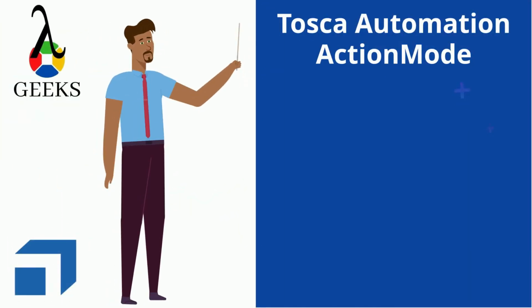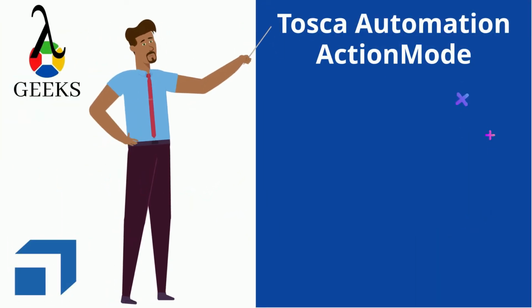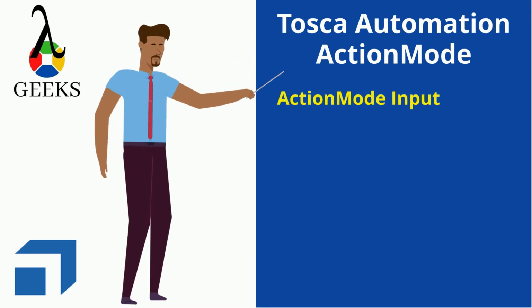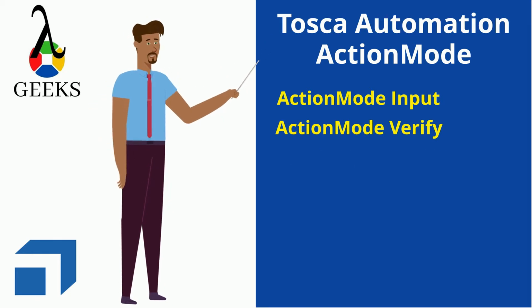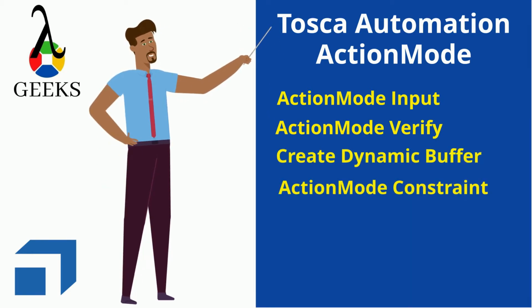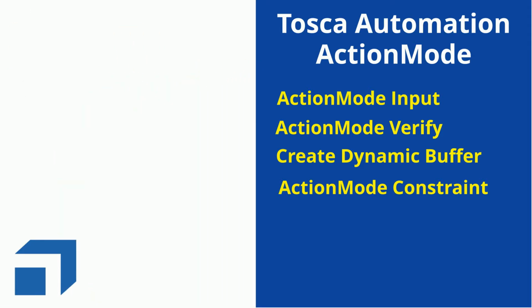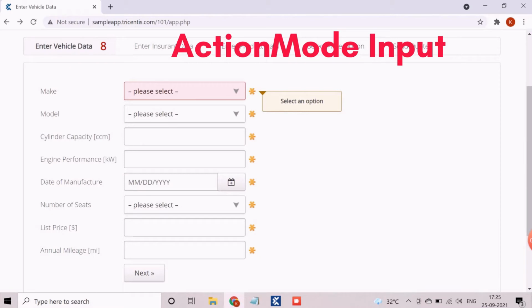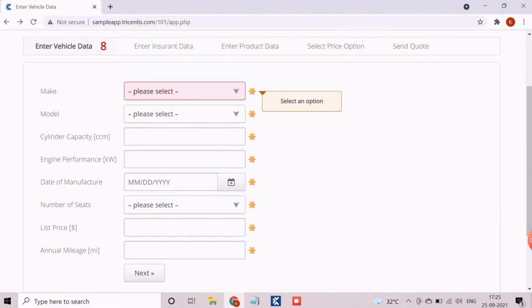Through this video, I will explain the usage of frequently used basic Tosca automation action modes such as input, verify, dynamic buffer, constraint, etc. The explanation will be done through hands-on demonstration. Here, we will understand the basic automation steps such as handling of text box, drop-downs, radio options, click operations, etc.